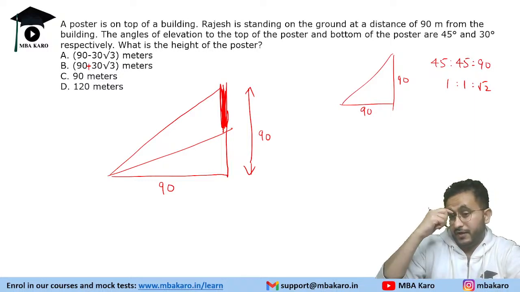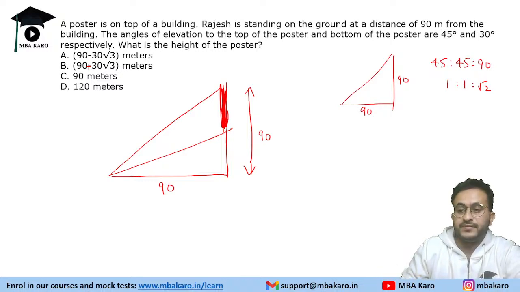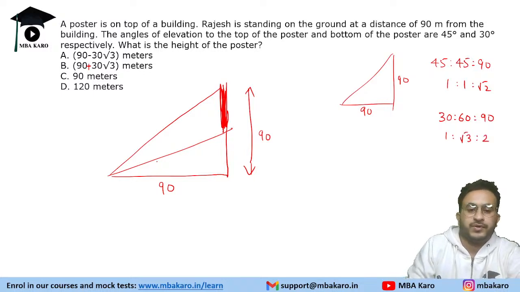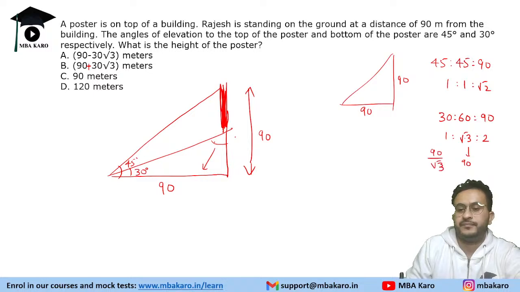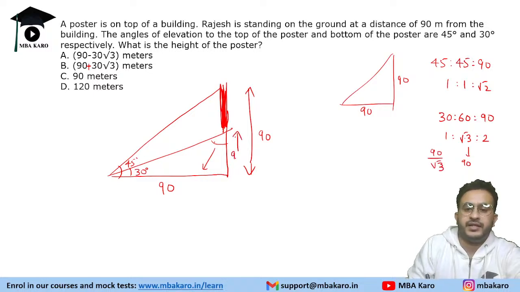Okay. So when you have a 30, 60, 90 triangle, we have the ratio 1, root 3, 2. So now this is the 30 degrees angle. This was 45. So 30, 60, 90. This is opposite to 60. It is opposite to 60 and is 90. Right. So root 3 parts are 90. This will be 90 upon root 3. So this height is 90 upon root 3, or we can say 30 root 3.